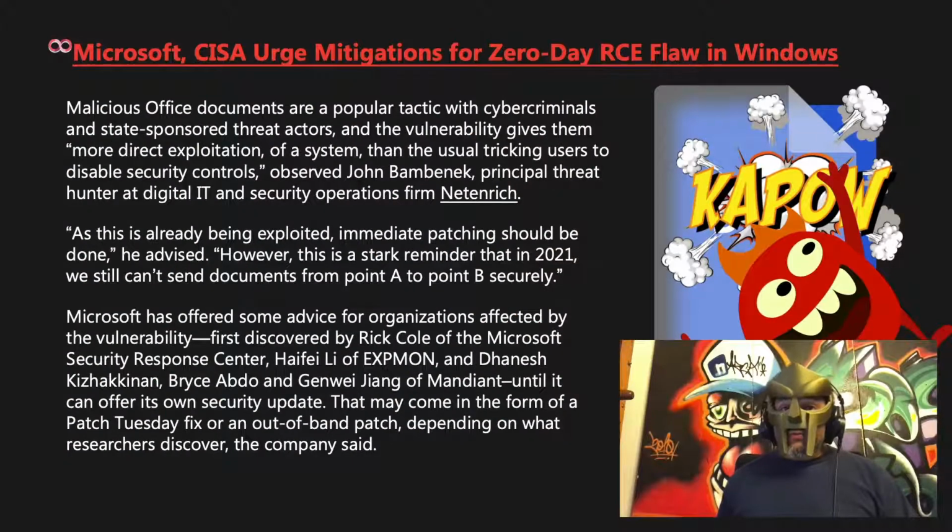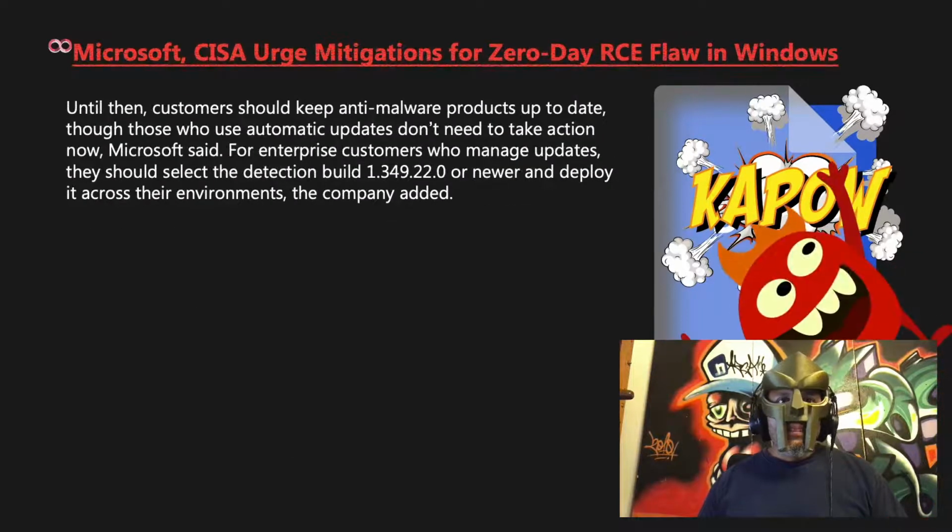Microsoft has offered some advice for organizations affected by the vulnerability. First, discovered by Rick Cole of the Microsoft Security Response Team, Haifei Li of Expmon, and Dhanesh Kizhakkinan, Bryce Abdo, and Genwei Jiang of Mandiant, until it can offer its own security update. That may come in the form of a Patch Tuesday fix or an out-of-band patch, depending on what researchers discover, the company said. Until then, customers should keep anti-malware products up to date, though those who use automatic updates don't need to take that action now, Microsoft said. For enterprise customers who manage updates, they should select the detection build 1.349.22.0 or newer and deploy it across their environments, the company added.